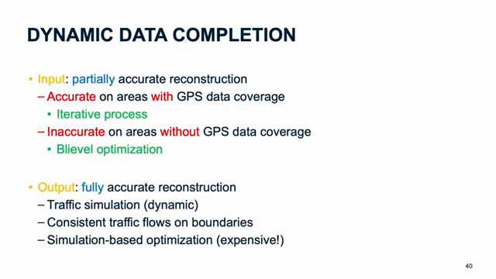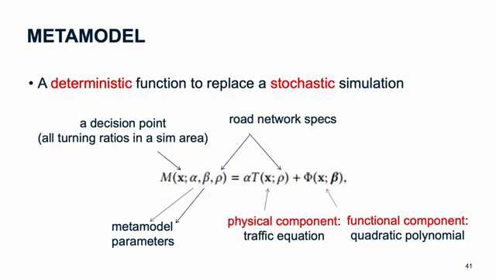We basically introduce the traffic simulation model in the second stage, where we will use the traffic simulation to fill in the changing traffic, dynamically filling the gap in areas where we don't have GPS coverage. On the boundary of this area where we don't have enough GPS coverage, we will use GPS data that was made available to us. So they basically set the boundary conditions. And essentially what we're doing here is a simulation-based optimization. We have a meta model that is a deterministic function to replace a stochastic simulation.